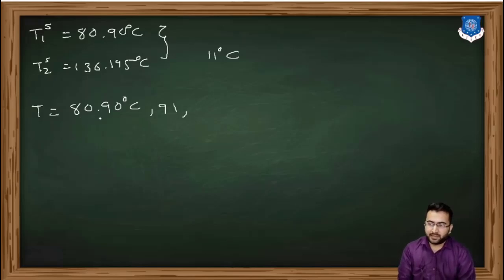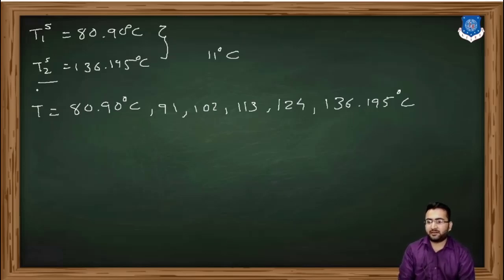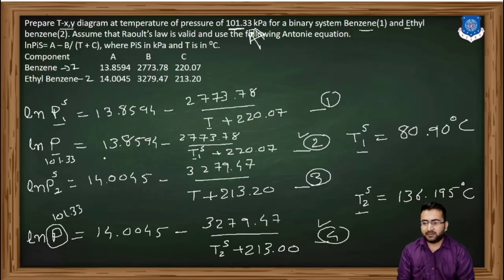So 80 plus 11, it becomes 91, plus 11, which becomes 102. Then next is 113, next is 124, next 136.195 degrees Celsius, which is our T2 temperature, or we can say the saturated temperature of ethyl benzene. Now using these different values of temperature in Antoine equation number 1 and Antoine equation number 3, we can calculate P1 saturated and P2 saturated.